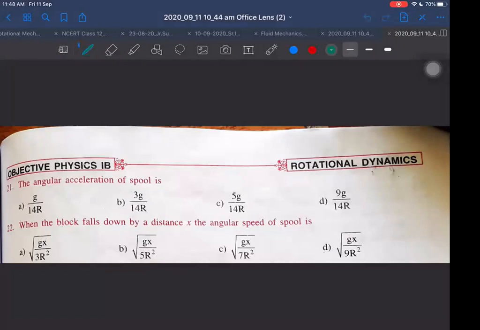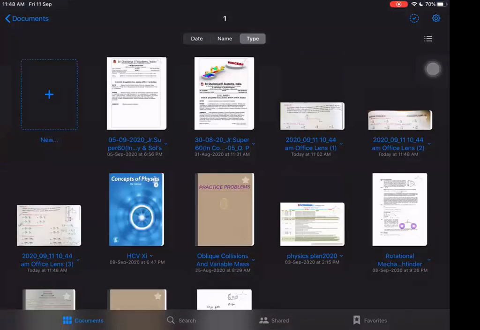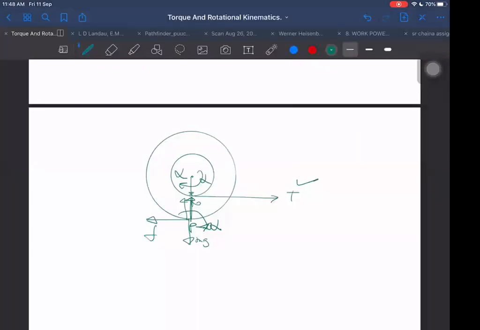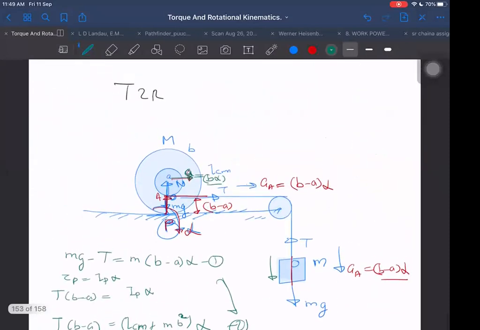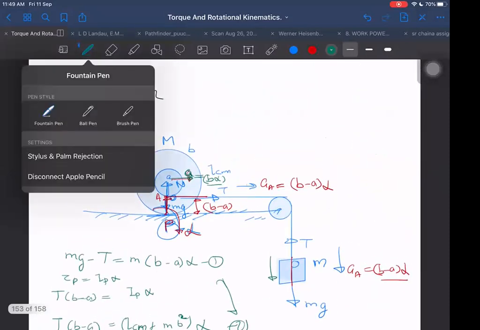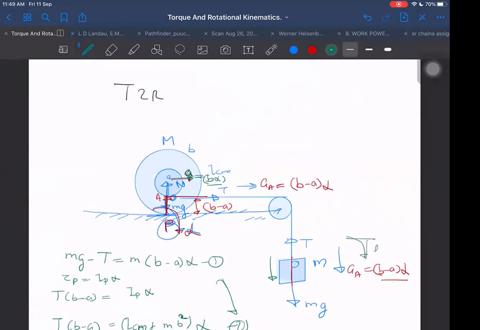For the spool, I have not discussed the question of angular speed. I forgot to discuss that one. Let me discuss that one also. For the spool, if it falls by h height, then I can write the equation: mgh, potential energy lost, is equal to kinetic energy gained. What is the kinetic energy here?